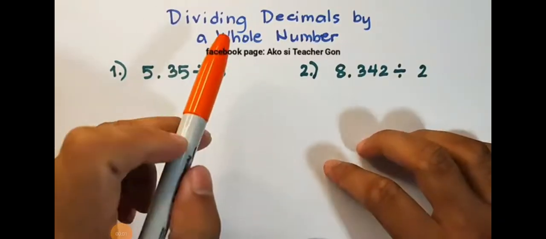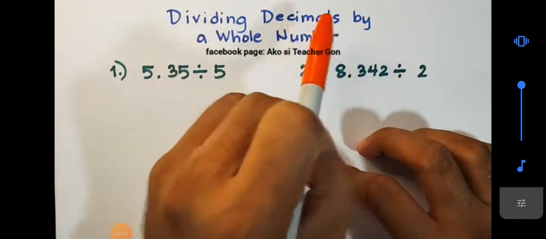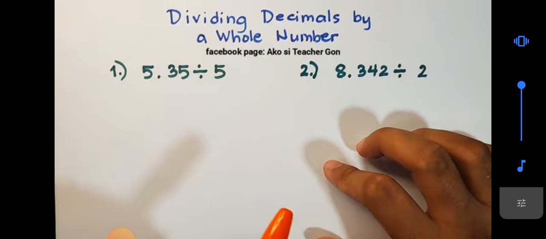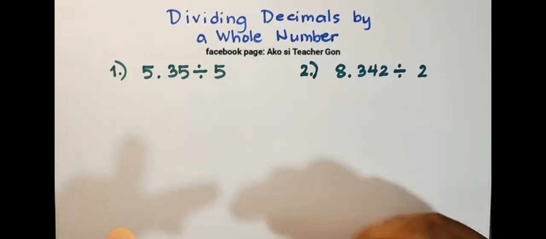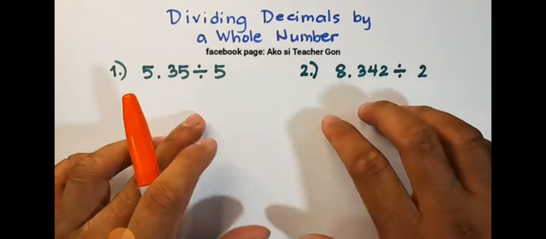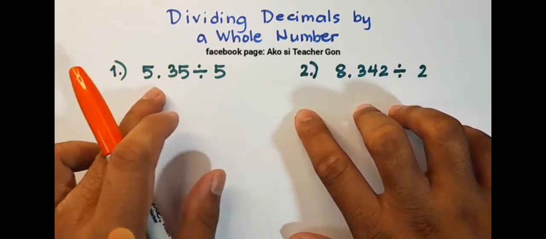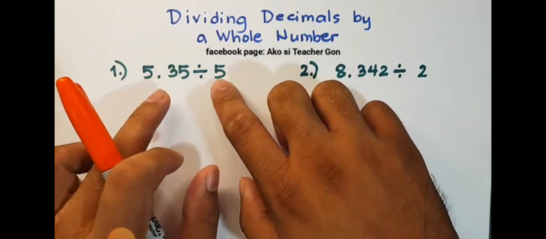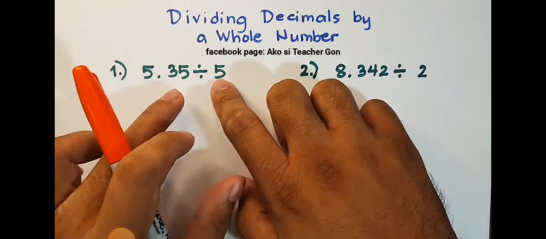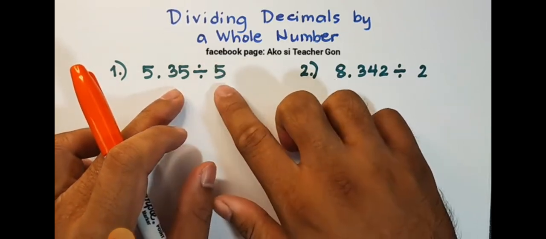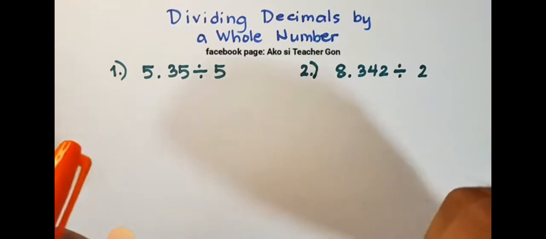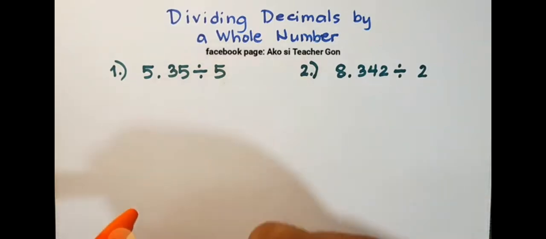In this video, we will talk about dividing decimals by a whole number. So without further ado, let's do this topic. We have here two different examples wherein we will divide a decimal by a whole number. This decimal will serve as your dividend, while this whole number will serve as your divisor. So let's try and find their quotient.